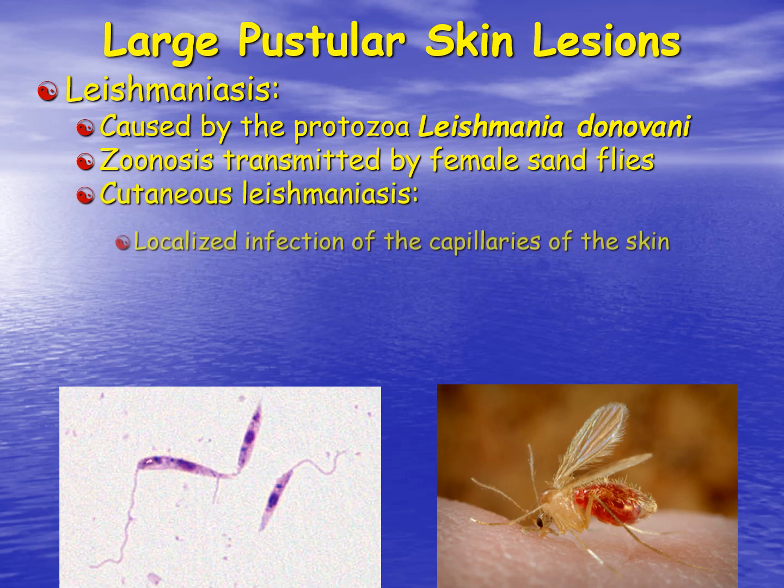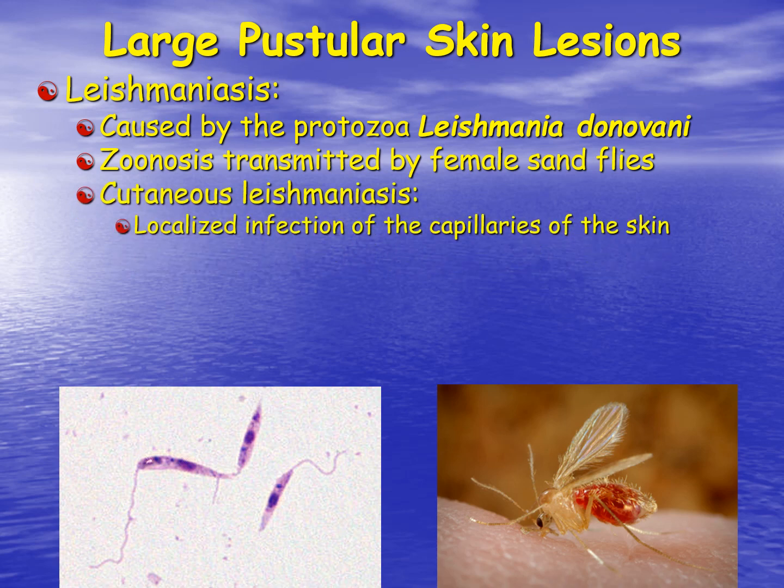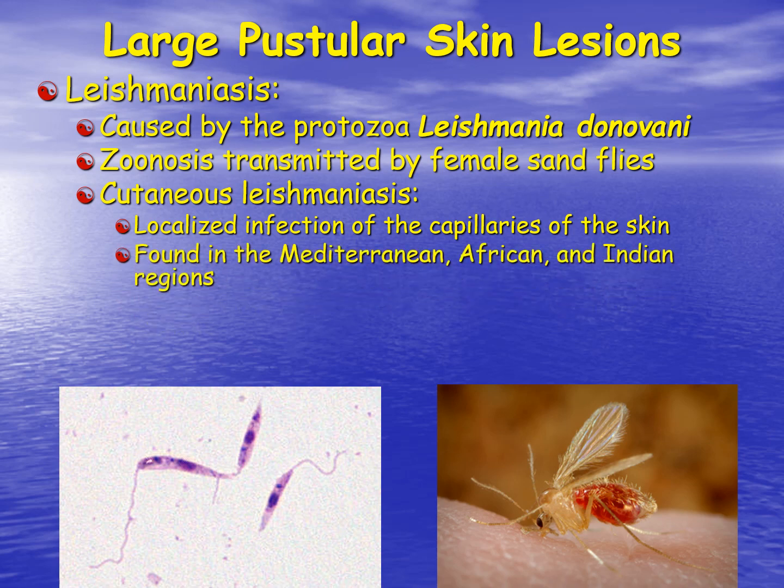Cutaneous leishmaniasis is usually a localized infection by the parasite in the capillaries of the skin. It's found across the Mediterranean, African, and Indian regions, and even in South America. Primarily, Central and Northern South America is where we'll see this because that is the region of the vector, the sand fly.